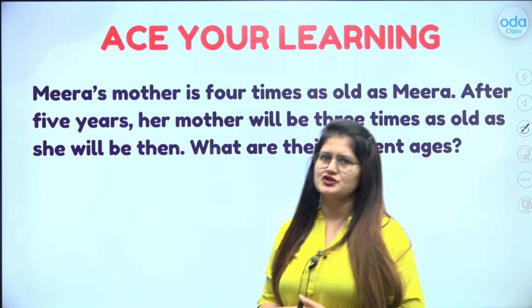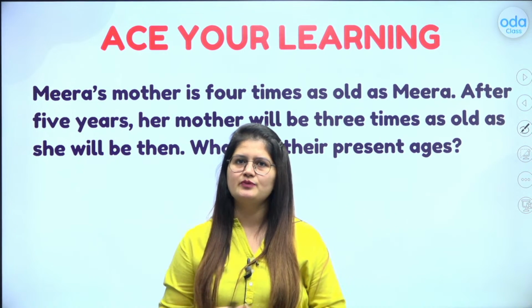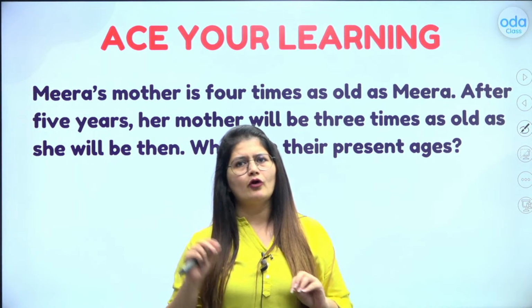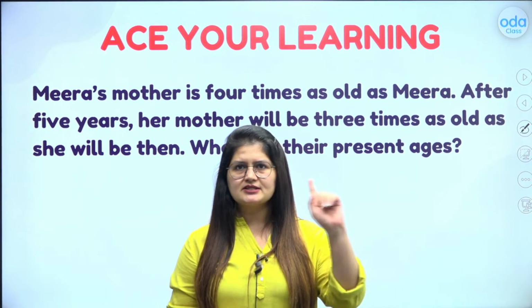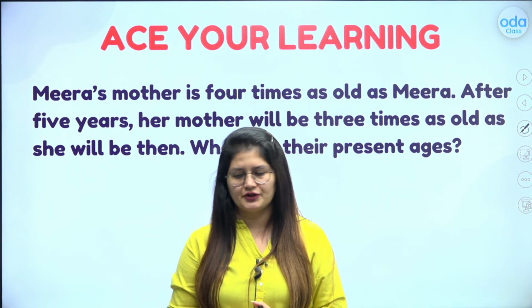So let's read the question first together. Mira's mother is 4 times as old as Mira. So whatever the age of Mira is, Mira's mother is 4 times her age. So that's the first part of the question. Let's go word by word while understanding the question.